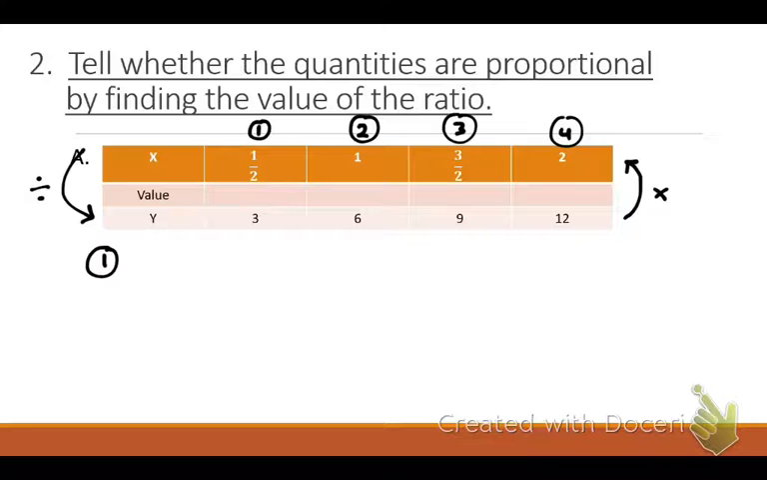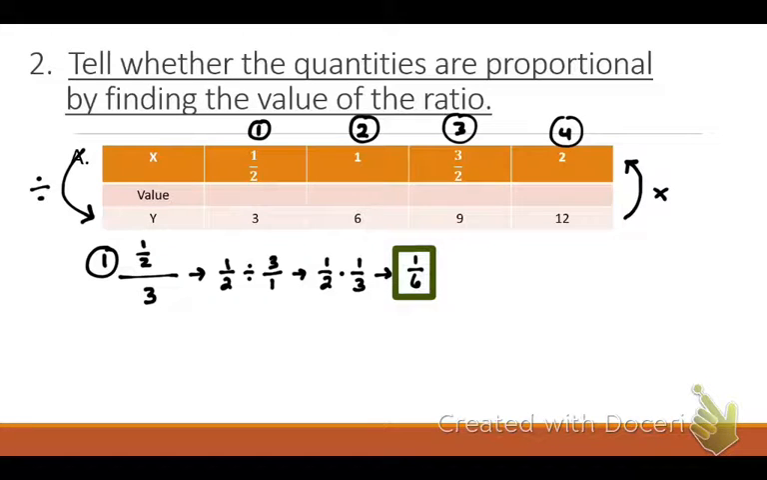So I'm going to take 1/2 divided by 3, which means 1/2 divided by 3 over 1. Maddie, what should I do next? Not cross reduce. Am I allowed to divide fractions? So what method should I use? KFC. Keep the first one, flip the second one, and change the operation. Maddie, when you do that, what's your answer? 1/6. Let's box that in because that is the first value of the ratio.